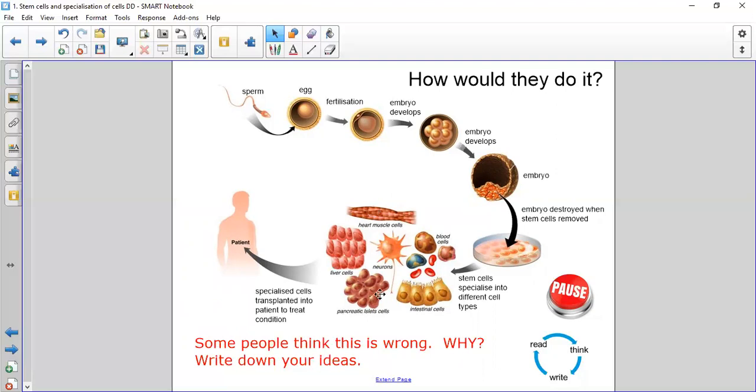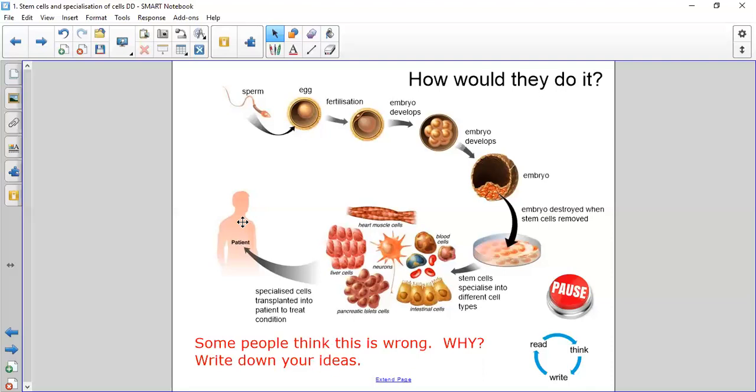They could then use those cells to treat a patient with a particular condition. So if this patient had something wrong with their liver, they could put these new liver cells into the patient. If they had something wrong with their nerve cells or their neurons, maybe in their brain, could they take these and fix the patient?